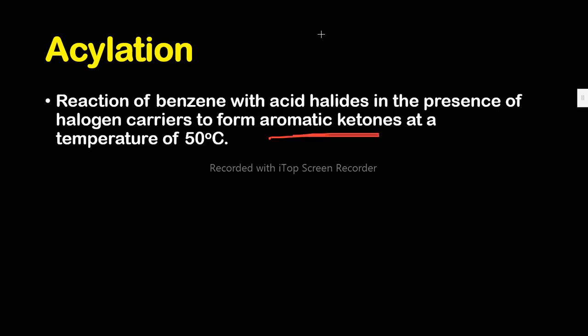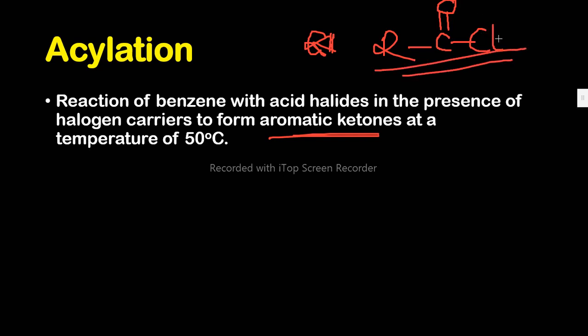So an acyl group is, you have an alkyl group, let me just generalize, and then you have this carbonyl carbon. But instead of the OH, or the H, or another alkyl group, it is replaced by a halogen. Maybe Cl, maybe Br, maybe iodine. So this is an acyl group.